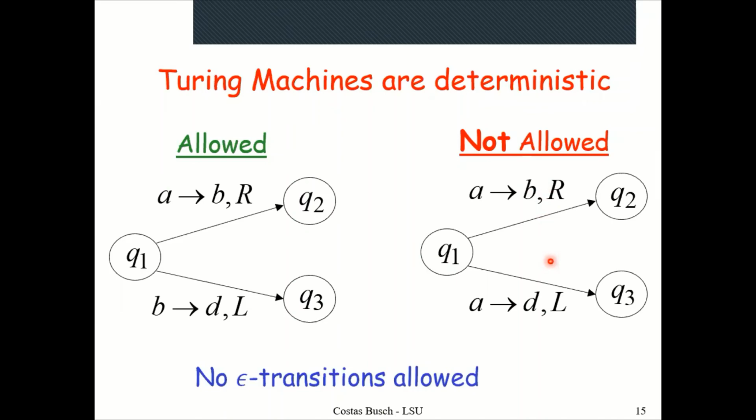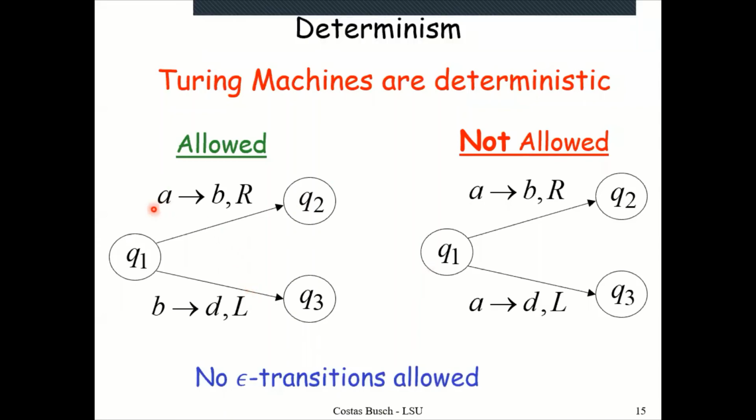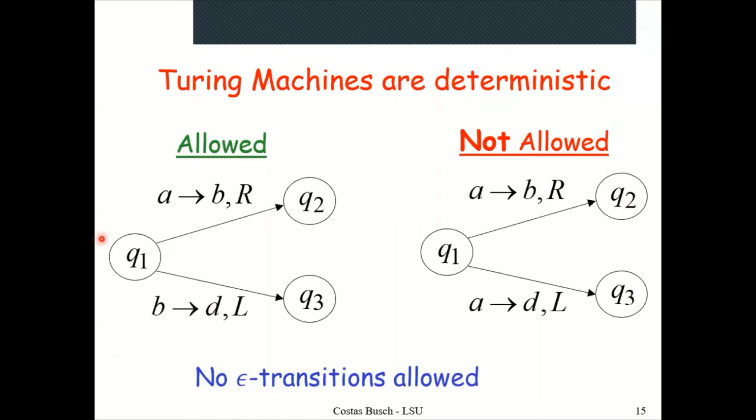And on the other branch of the computation, the machine is going to go to state Q3, write a D and move one step left. No, this is not allowed. However, if you are looking at this side, this is totally deterministic. For one input, it has a unique output. Now, for one input, it has multiple outputs in the non-deterministic version. But for the deterministic version, for one input, it has a unique output.